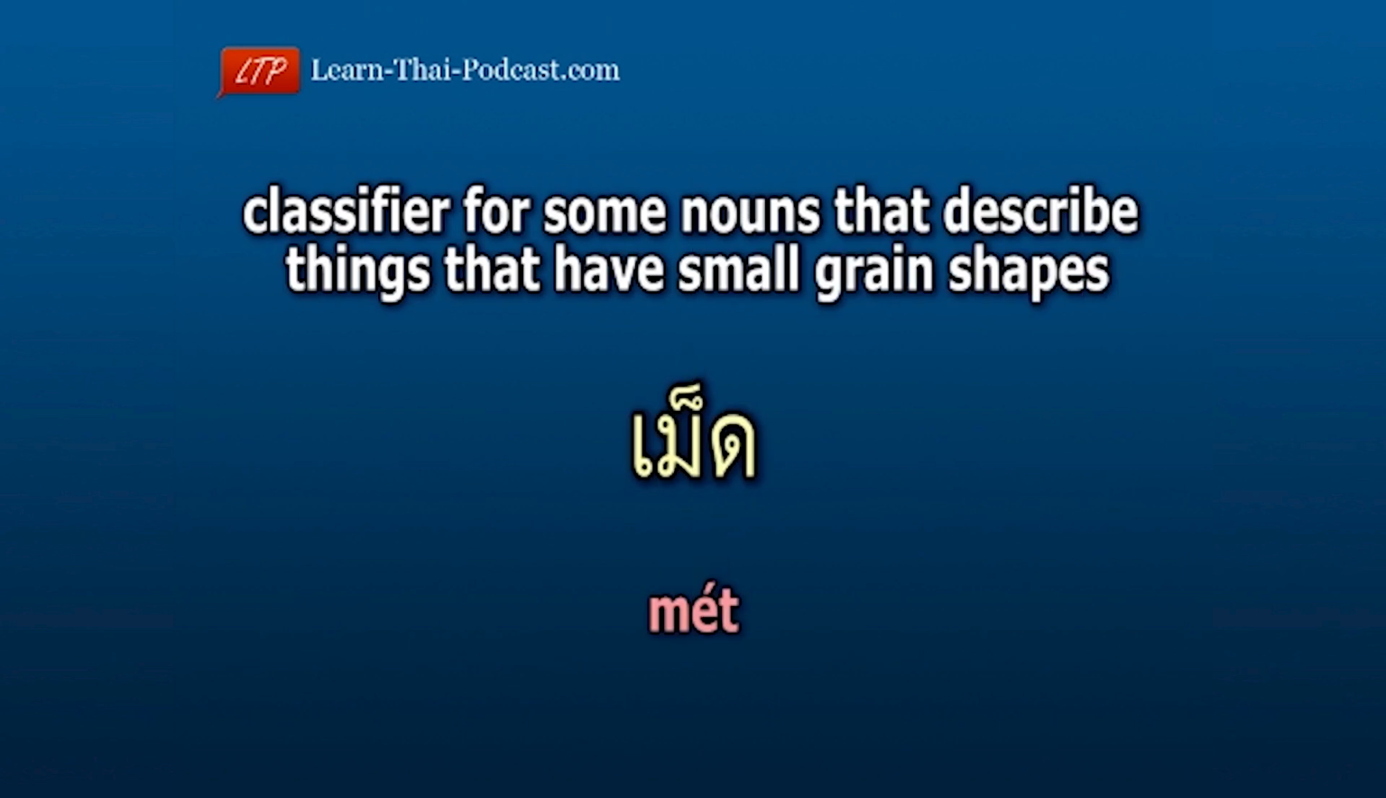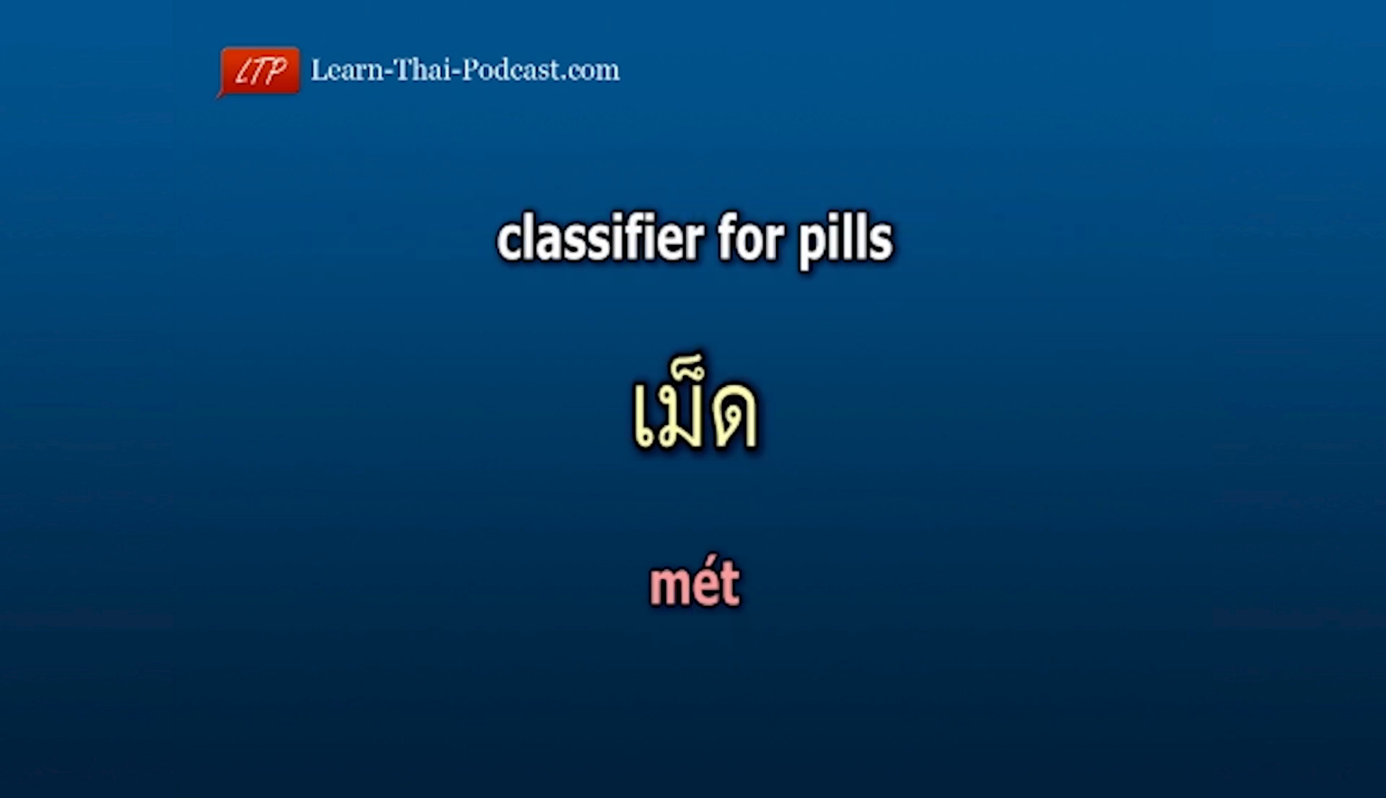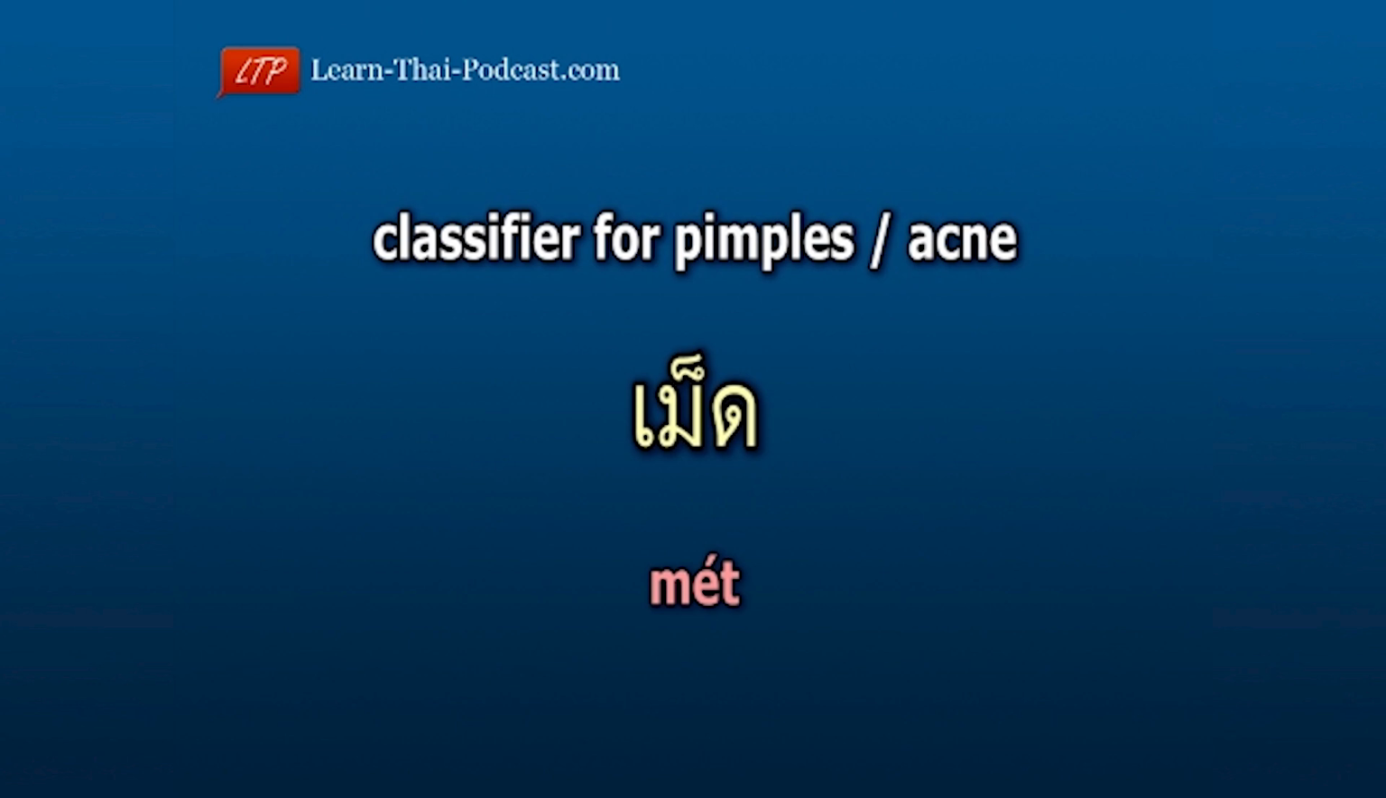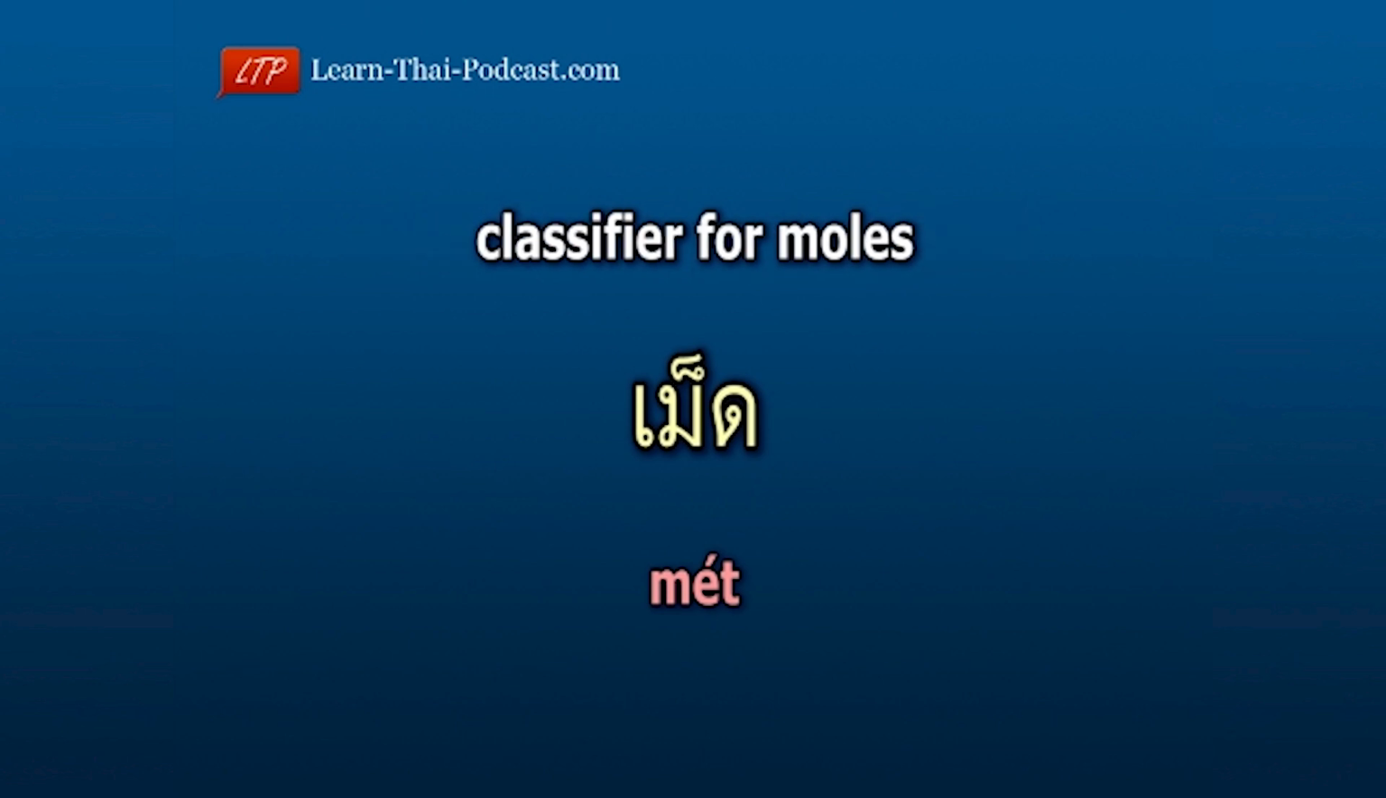Some nouns that describe things that have small grain shapes use the word เม็ด as their classifier. For example, classifier for pills, เม็ด. Classifier for buttons, เม็ด. Classifier for rice, เม็ด. Classifier for peas, เม็ด. Classifier for pimples, เม็ด. Classifier for moles, เม็ด.